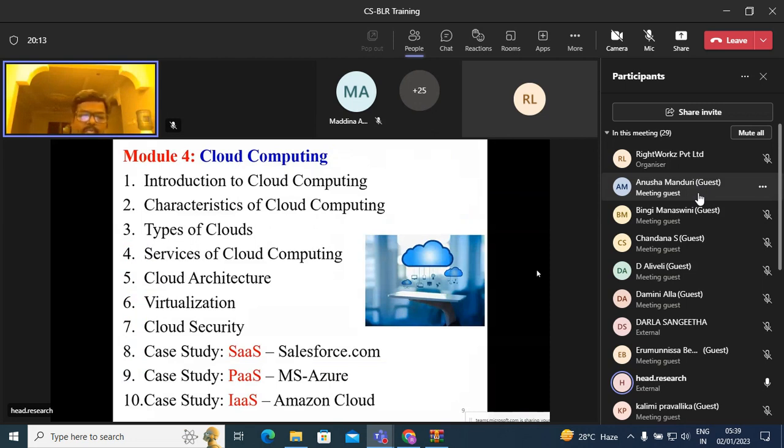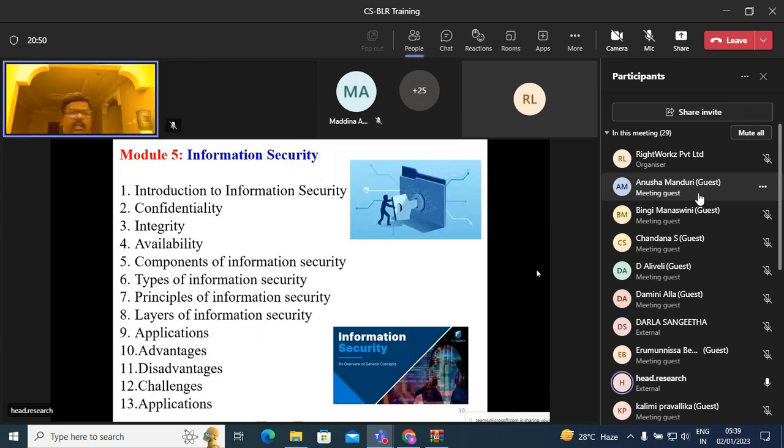Then in cloud computing, I have completed all the concepts like introduction to cloud computing, characteristics of cloud computing, types of cloud, services of cloud computing, cloud architecture, virtualization, cloud security, followed by the important number one clouds in the case studies of cloud computing. Under software as a service, Salesforce.com; under platform as a service, MS Azure; under infrastructure as a service, Amazon Cloud.